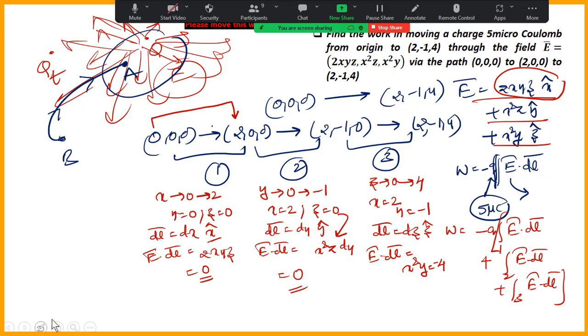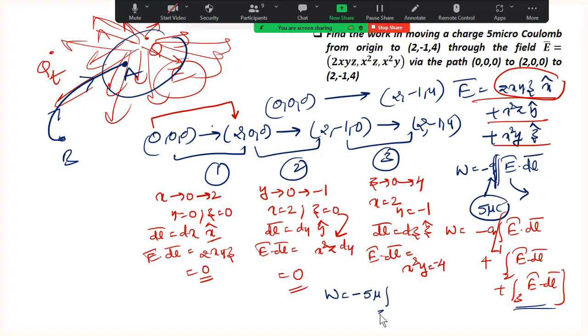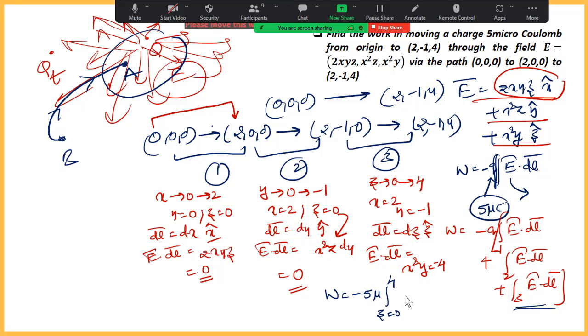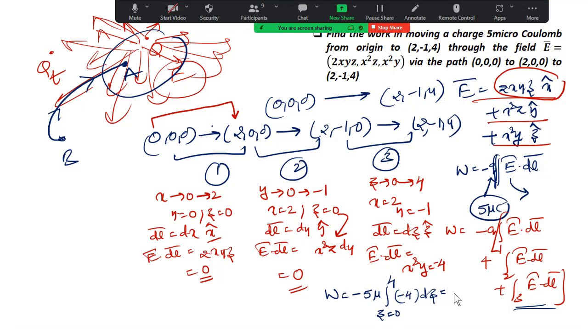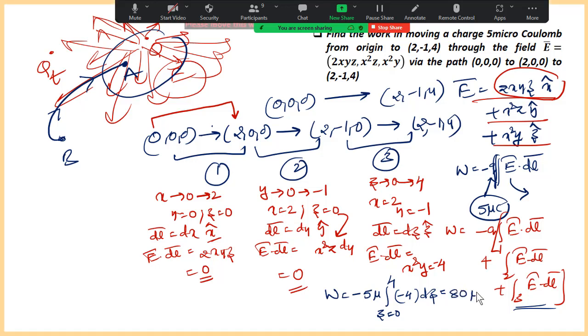So now in the work equation, we take only the third integral, because the first two integrals became 0. So work is equal to minus q, where q is 5 micro. In the third integral z is changing from 0 to 4, and E bar dot dl bar we got minus 4 dz. So it is equal to, minus into minus is plus, and 5 times 4 is 20, 20 micro into the integral of dz, which is z. If you substitute the limits, we get 4. So 20 times 4 is 80, 80 micro. Work means what are the units? Joules. 80 microjoules we got.